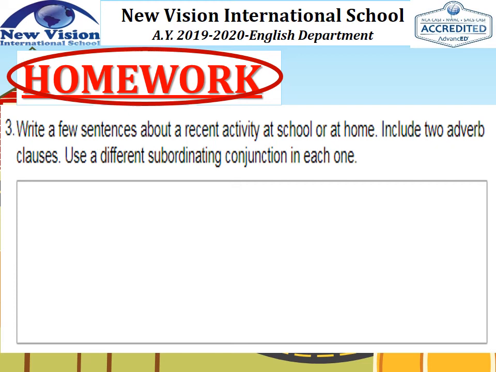Now, students, number 3 will be your homework. Write a few sentences about a recent activity or the thing that you have done a while ago. In your home, of course, we don't have classes. Include 2 adverb clauses. Then use a different subordinating conjunction in each of those adverb clauses. Got it? Good job.